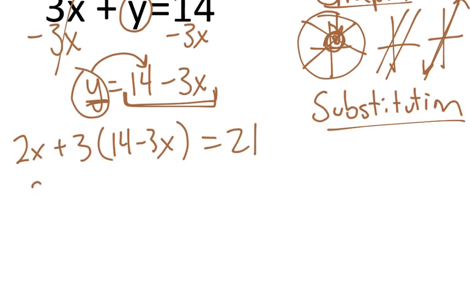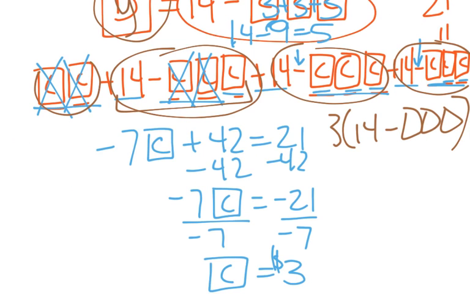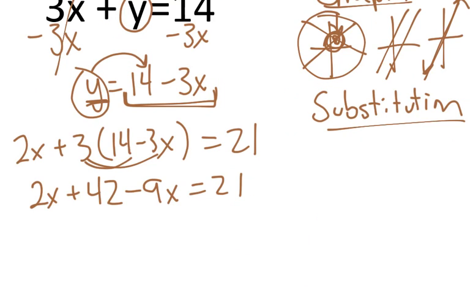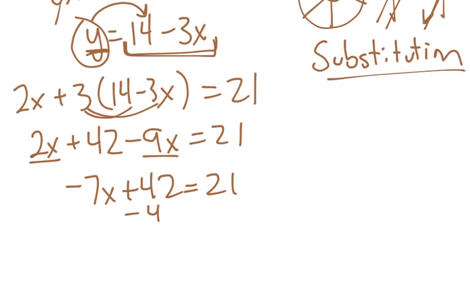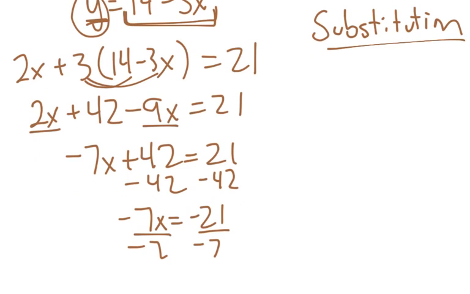And then we can simplify. 2x plus 3 times 14 is 42. 3 times negative 3x is negative 9x equals 21. See those same numbers? 2x, 1, 2, 3 sets of 3, negative 9x. 3 sets of 14, 42. 2x and negative 9x combine to make negative 7x plus 42 equals 21. Subtract 42 because now we're solving for x. Equals negative 21, divide by negative 7, and we had x equaled positive 3.